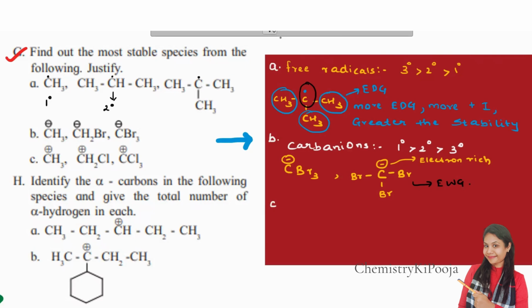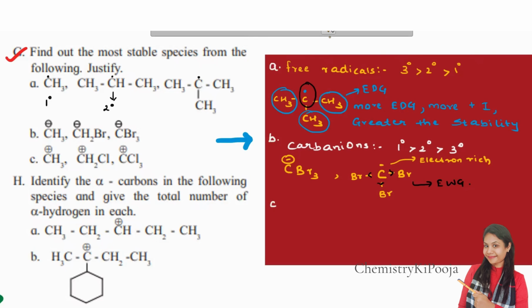So since the Br are withdrawing electrons, all of them are going to pull the electron density towards themselves, and then this negative charge will be lowered. Earlier it was more electron rich; now the electron density is lowered because all the Br groups have pulled the electrons towards themselves. And if the negative charge is lowered, definitely I can say that it is more stable.